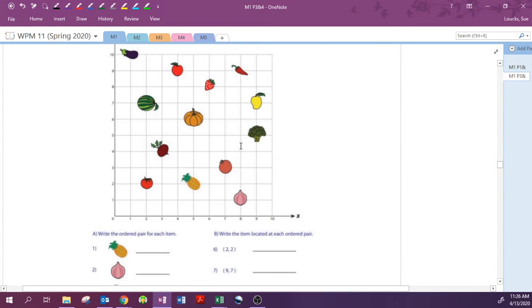And we are asked to write the ordered pair, or the coordinates, for each item. So the pineapple is at the intersection of 5 to the right and 2 up. So the pineapple is at (5, 2). And the onion is here at 1, 2, 3, 4, 5, 6, 7, 8, and 1. So that's at (8, 1).